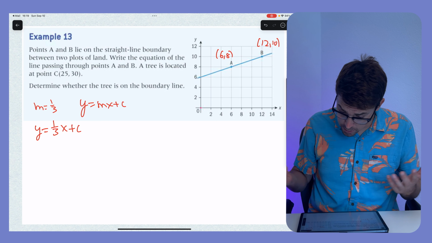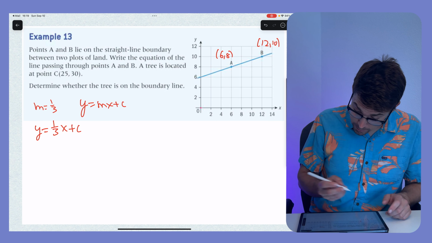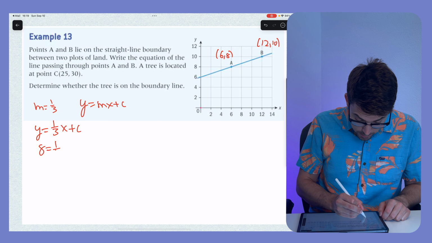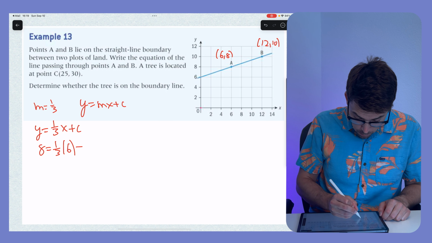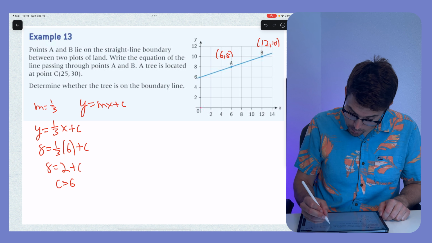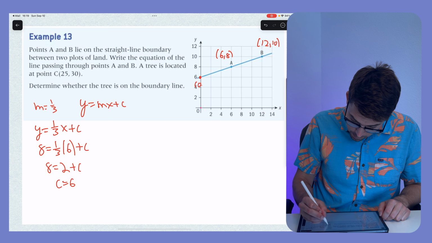Let's use, I don't know, 6 and 8. It doesn't matter because it's all on the same line. It'll give out the same value. I'll have 8, my y coordinate, is equal to 1/3 times 6, my x coordinate, plus c. Then 1/3 times 6 is just 2. So c would be equal to 6. So indeed, this would be 0, 6.